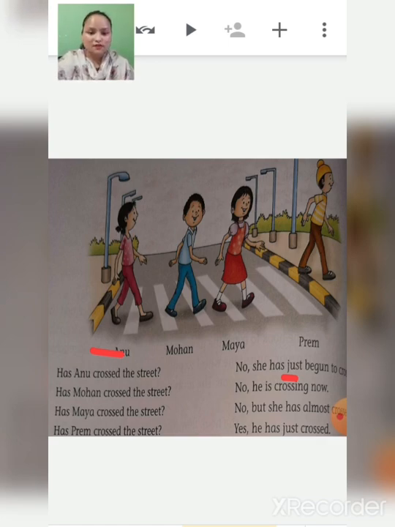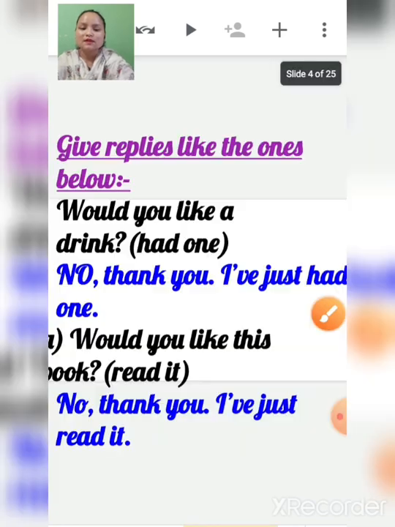Has Mohan crossed the street? No, he is crossing now. Has Maya crossed the street? No, but she has almost crossed. Has Prem crossed the street? Yes, he has just crossed. So this is how you have to use these two words, just and almost, in these sentences.